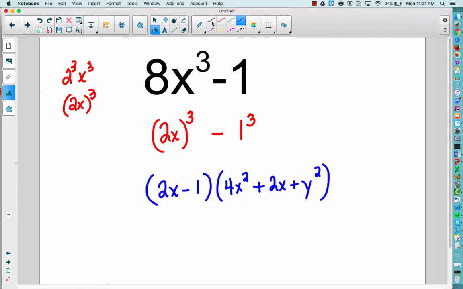All right, so I'm going to ask you now to try the try now. 125x cubed plus 8. Now, follow all the rules, bring it to class tomorrow, and we will check. All right, so that's one type of factoring we're going to be doing.